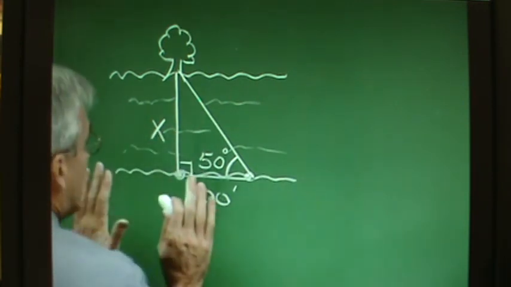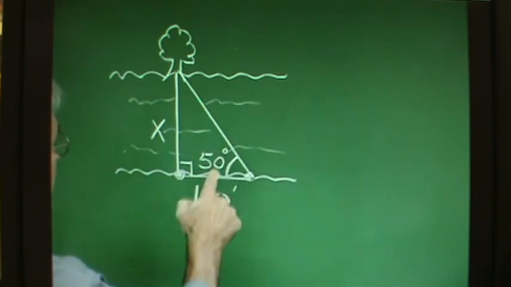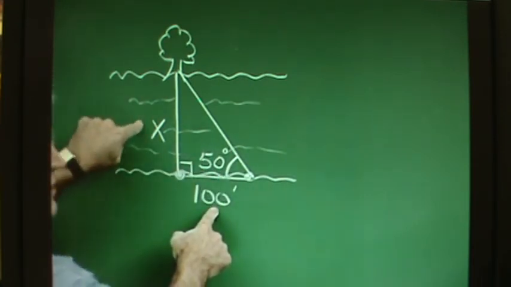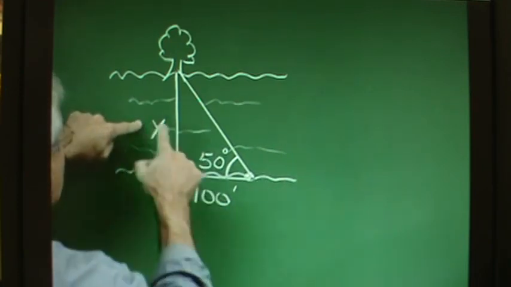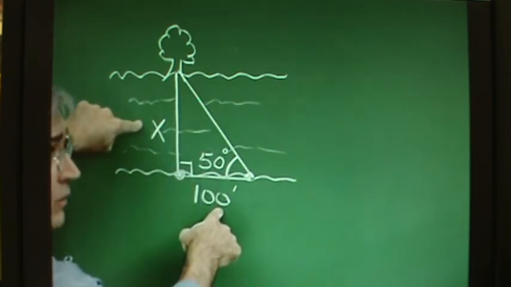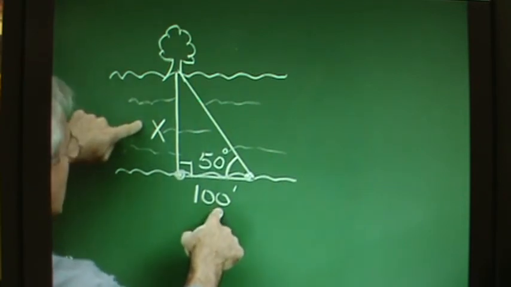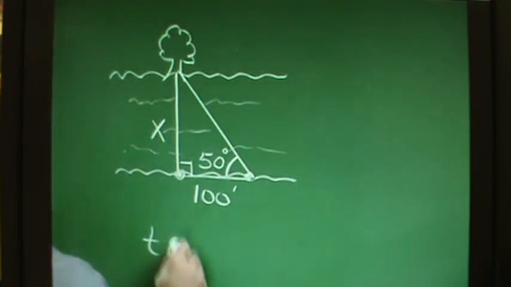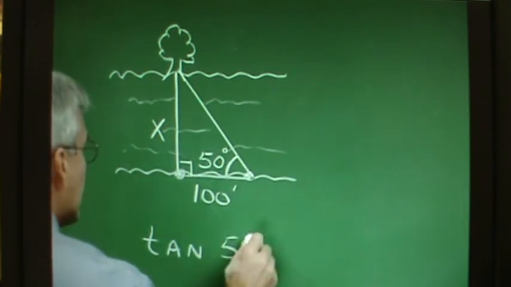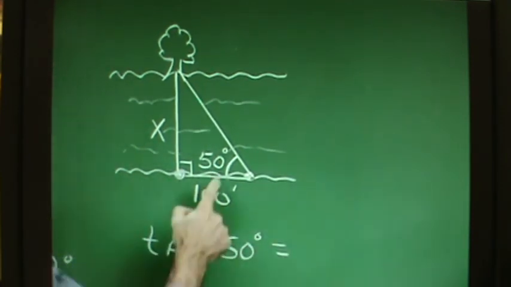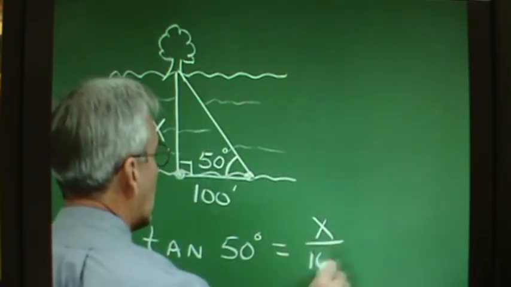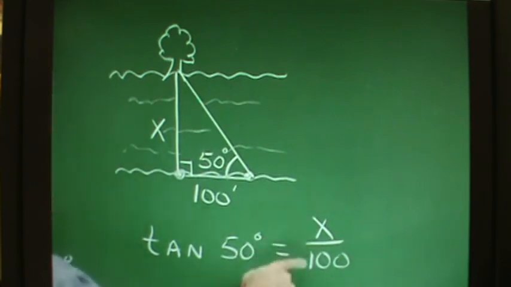So from the perspective of this angle, we have information about the adjacent side, and we want information about the opposite side. So when opposite side and adjacent side are involved in a ratio, it's either tangent or cotangent. Now, the tangent idea is in the calculator, so let's use tangent. So we make the calculation like this. We just say tangent of 50 degrees is equal to, from the perspective of this angle, opposite is x, adjacent side is 100. So the tangent of 50 degrees is x over 100.